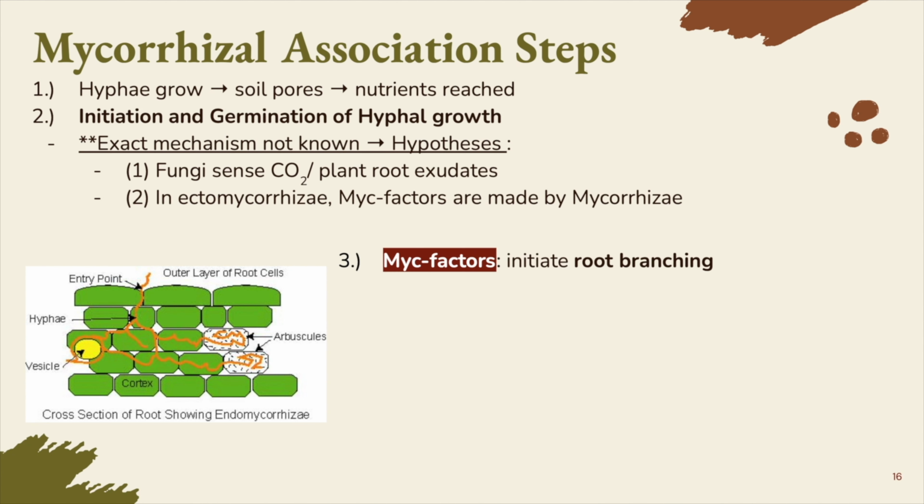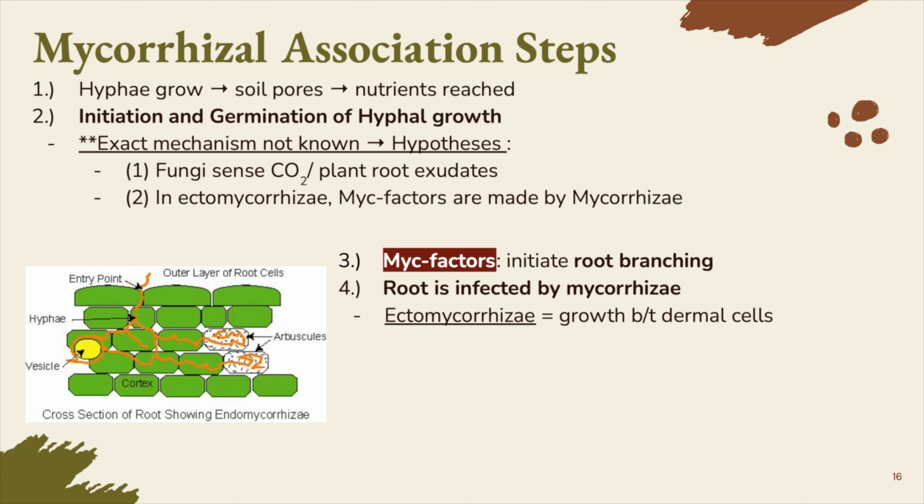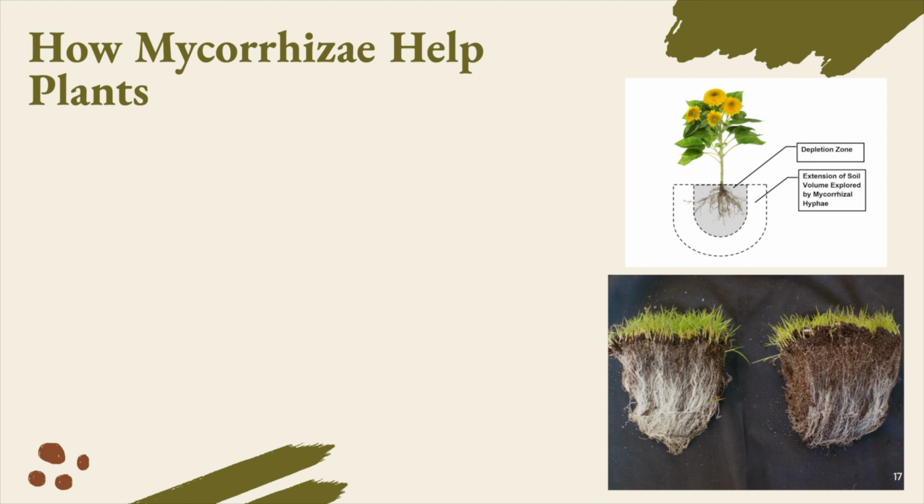The root is infected by the mycorrhizae in two different ways. In ectomycorrhizae, hyphae grow between dermal cells, but in endomycorrhizae, they form a hyphopodium, which is the short branch of hyphae that attaches to the external epidermis. Hyphae can then extend into the cortex and form arbuscules to reach nutrients, and as a result, a symbiotic relationship occurs.